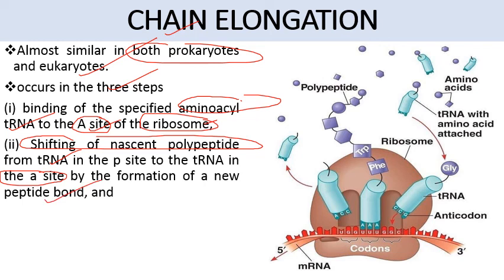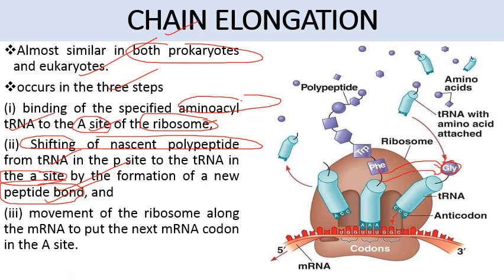So the peptide will shift from the P site to the A site, and form a bond with the amino acid at the A site, which bond, that bond is known as peptide bond. So this shifting of the polypeptide chain occurs from the P site to the A site. And the third step is movement of the ribosome along the mRNA to put the next mRNA codon on the A site. So this whole functional ribosome will move over the mRNA in the 5' to 3' direction, so that the next codons of the mRNA will come to the A site of the ribosome.